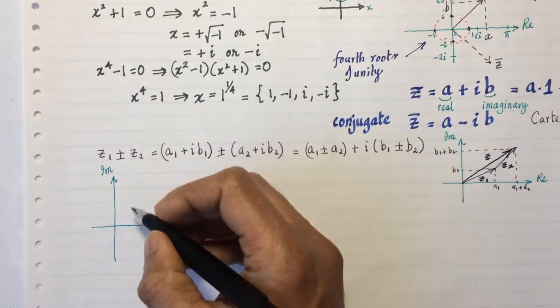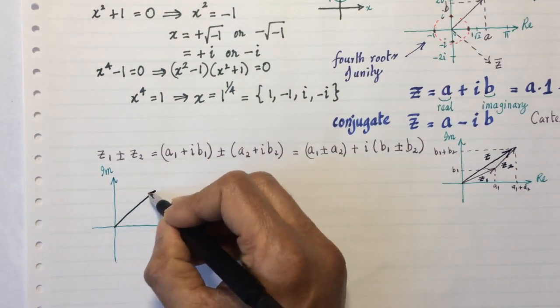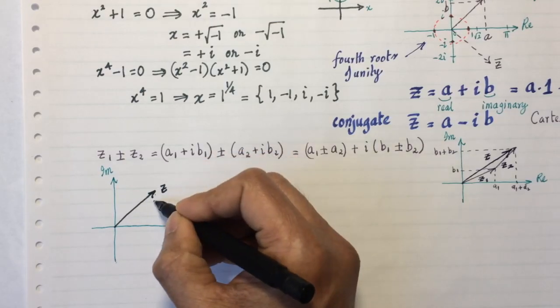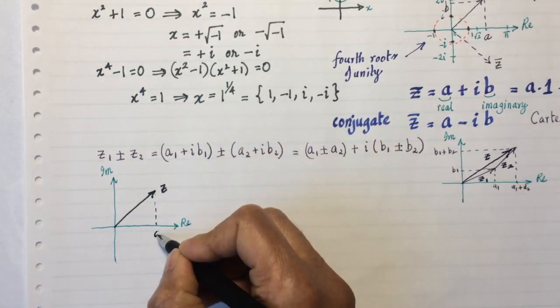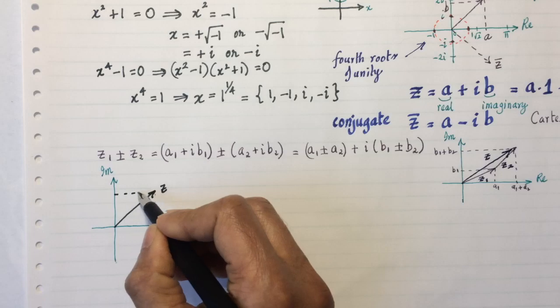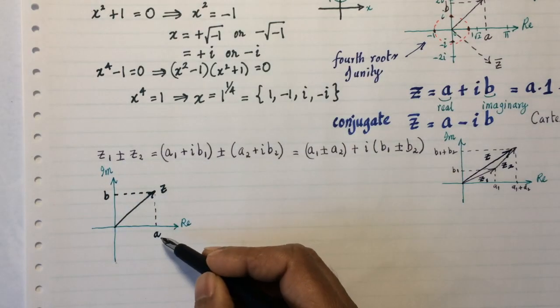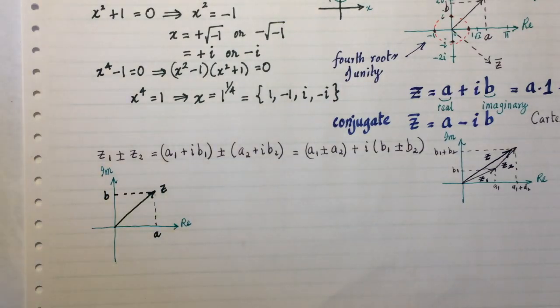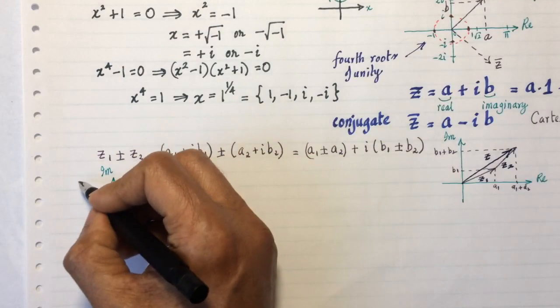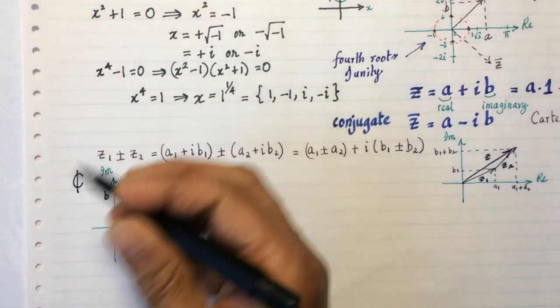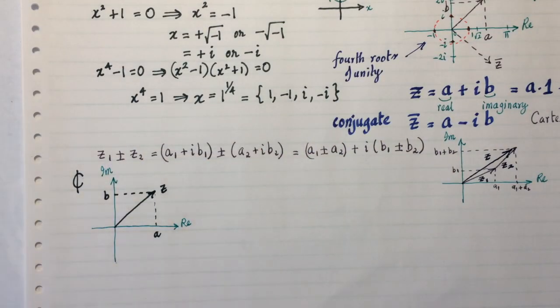I have a complex number z, and in the Cartesian representation it would have x component A and the y component B, or the real component A and the imaginary component B, if you want to use complex terminology. And just to make sure that you get used to this notation, I'm going to start putting C over here.